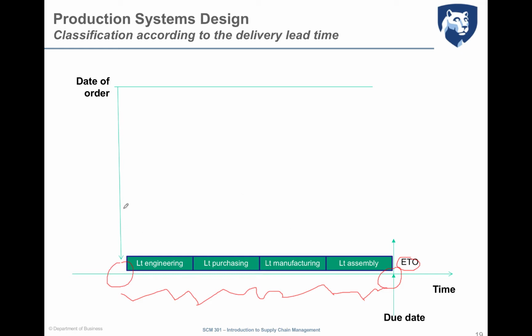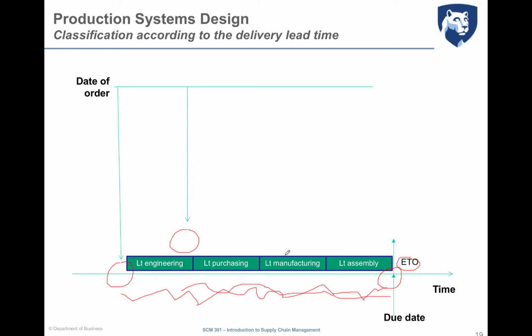Why? This is possible because the customer puts the date of order here, and you have the due date, which is here. So you have time to do engineering, purchasing, manufacturing, and assembly. Second case, the date of the order is no more here, but is here. And the due date is still fixed. So there are industries in which the customer desired lead time is not so long, but is like this.